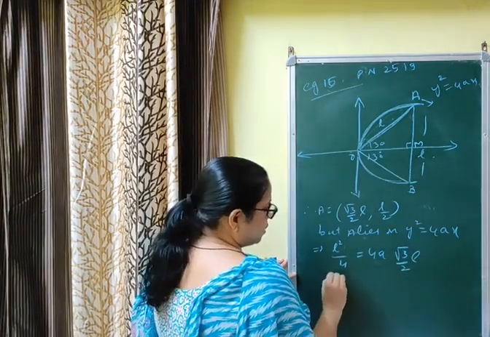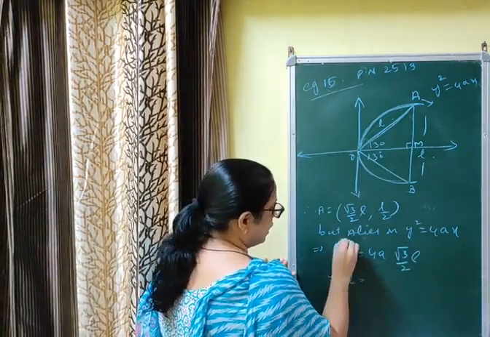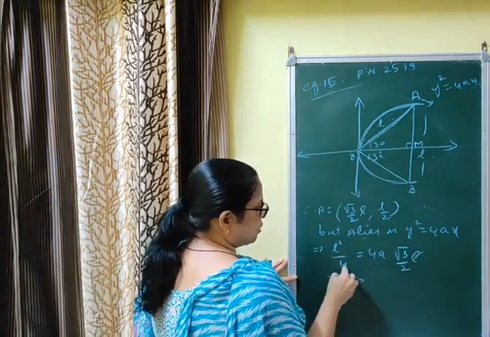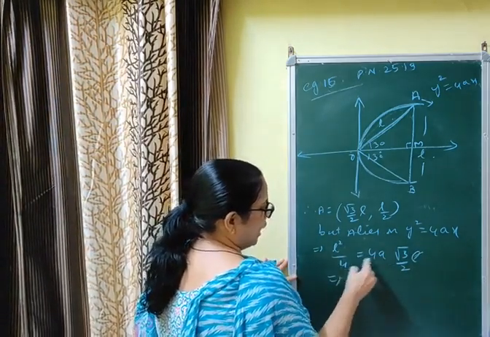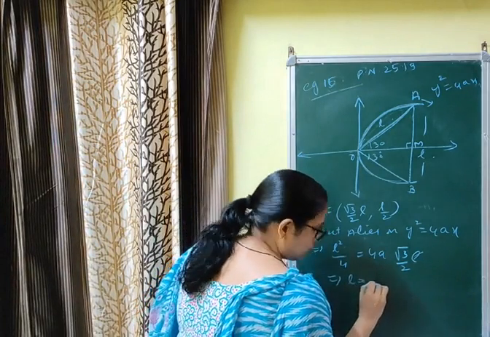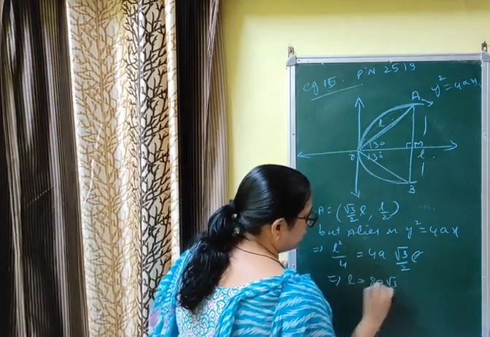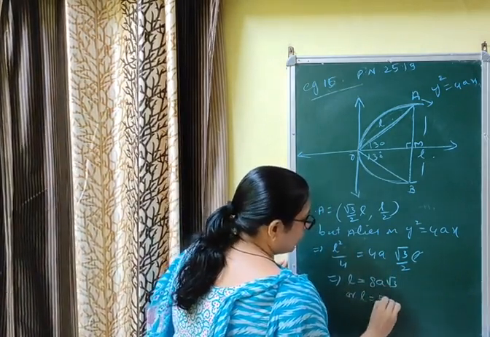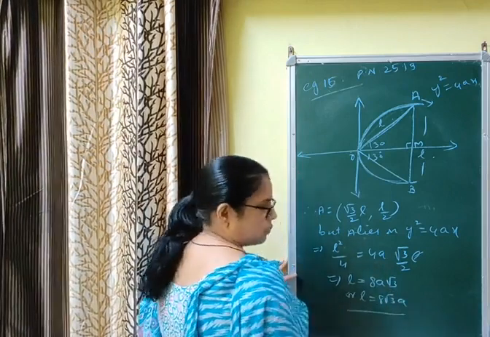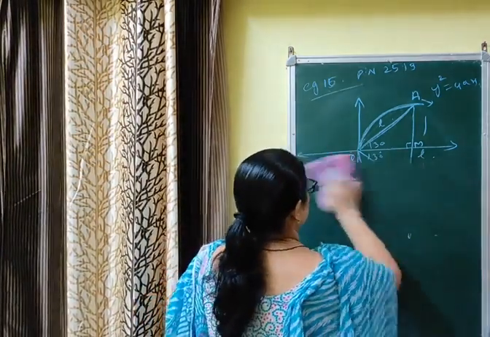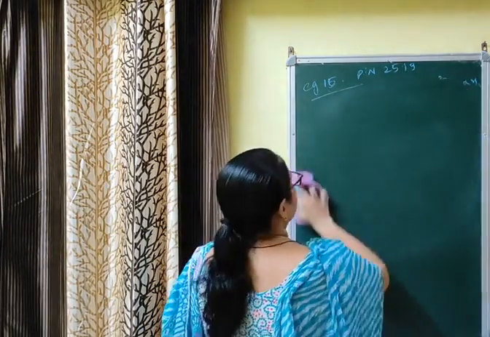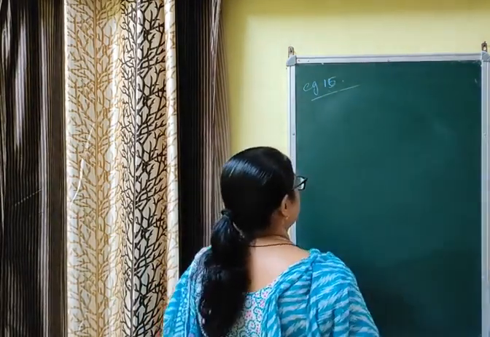By solving this, one L gets cancelled. By solving this you will get L equal to 8a root 3, or 8 root 3 a. This question is very much important. Now the next question is a very typical one. You have to see each and every step.